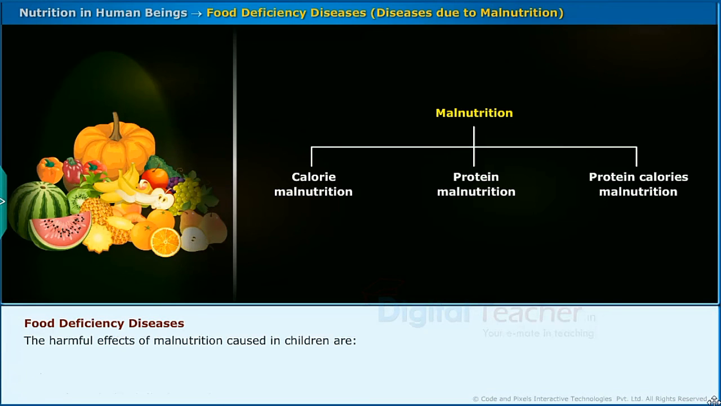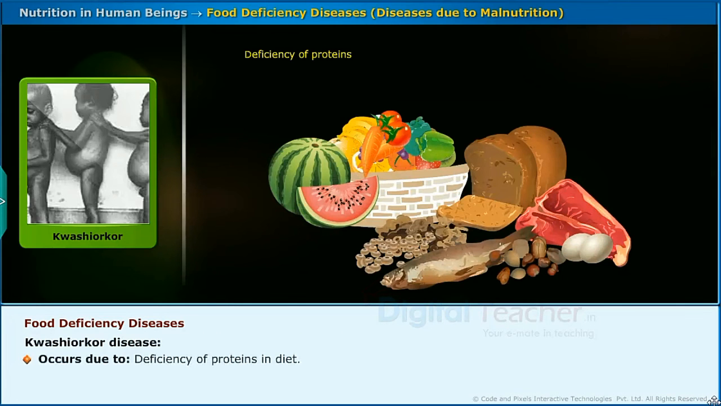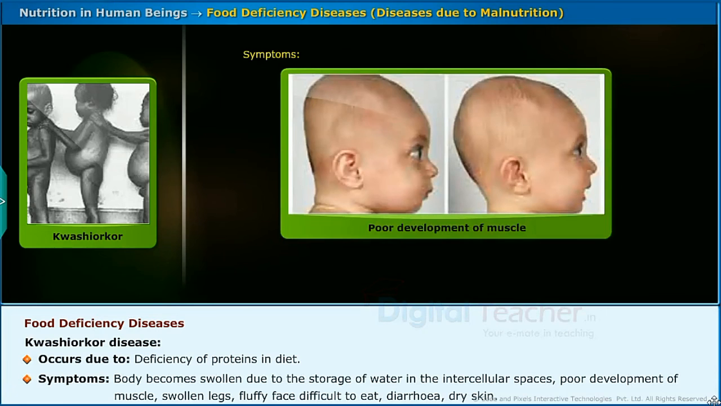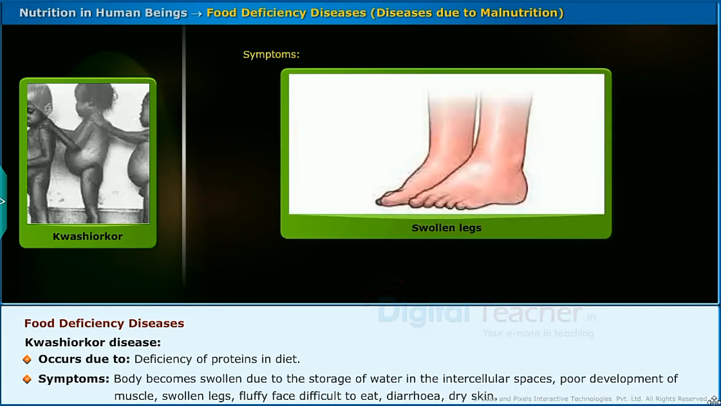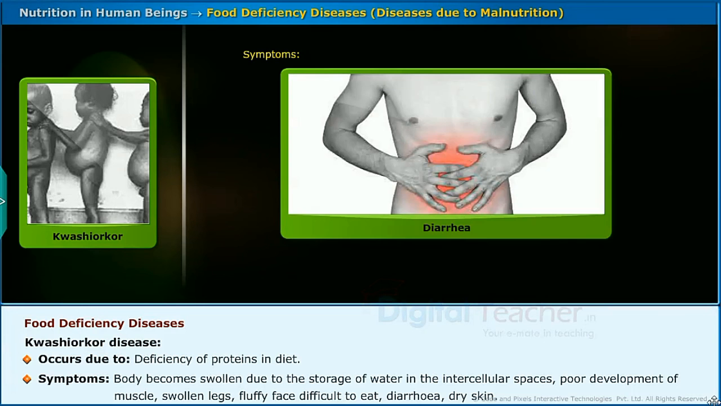The harmful effects of malnutrition caused in children are Kwashiorkor disease, occurs due to deficiency of proteins in diet. Symptoms: body becomes swollen due to the shortage of water in the intercellular spaces, poor development of muscle, swollen legs, fluffy face, difficult to eat, diarrhea, dry skin.